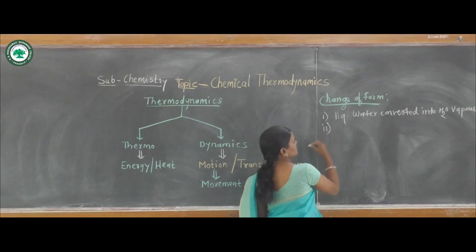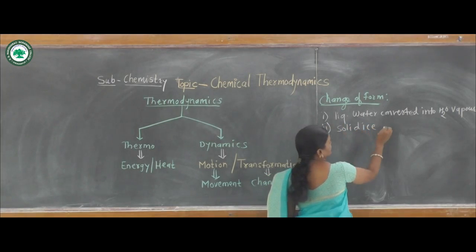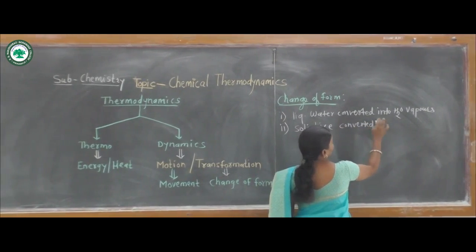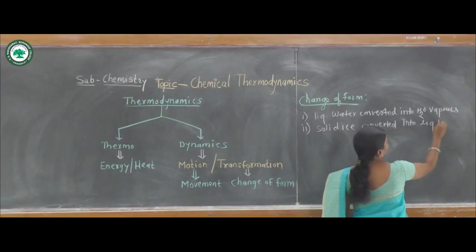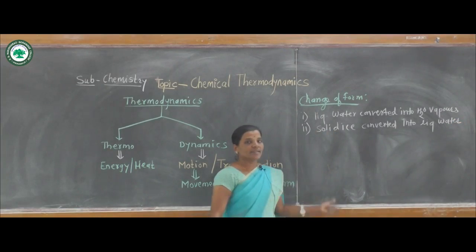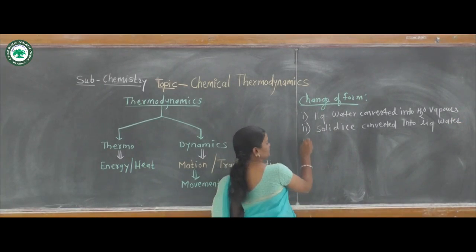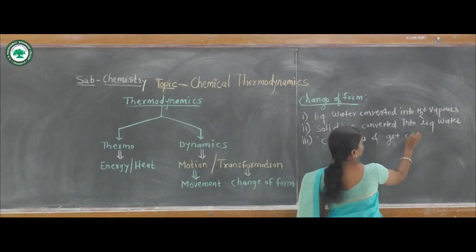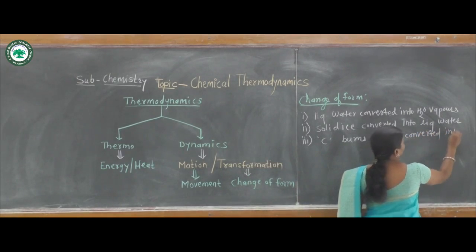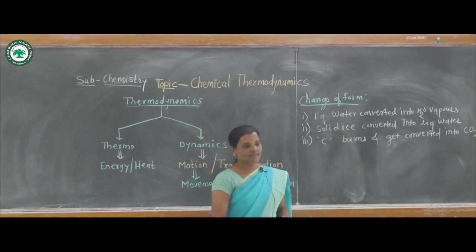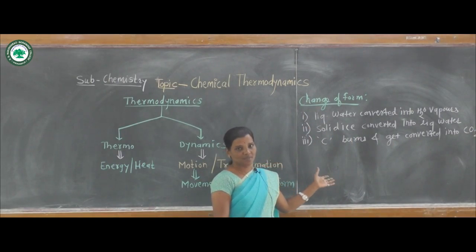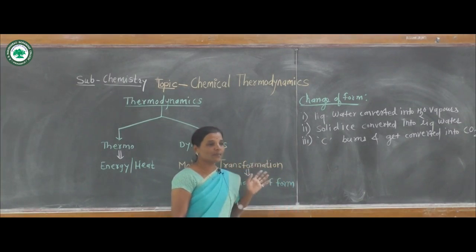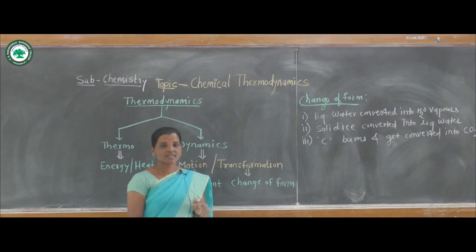Or second example, if we see, solid ice converted into liquid water. Solid ice gets converted into liquid water. Or if carbon burns and gets converted into carbon dioxide. Here change of form, these are some common examples: liquid water gets converted into water vapors, solid ice gets converted into liquid water, or if carbon is burned, then it gets converted into carbon dioxide. These are the common examples.